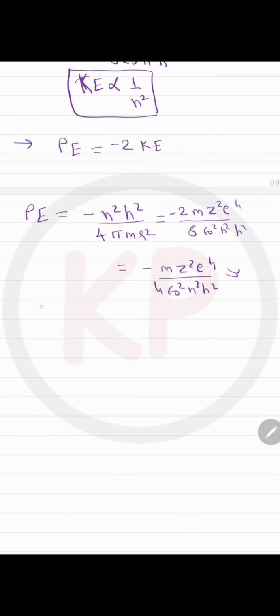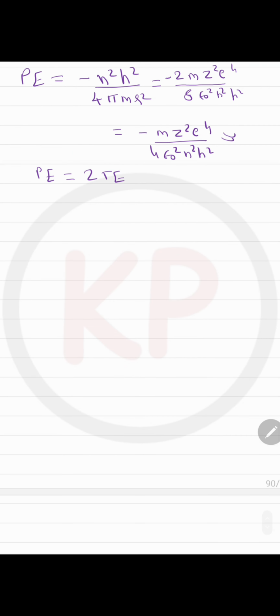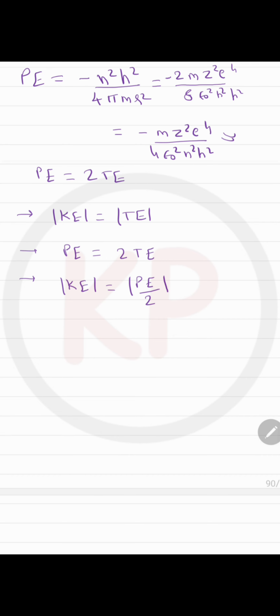So the relation is this: potential energy is twice the total energy. As the total energy is negative, potential energy obviously will be less than the total energy. So once again, the magnitude of kinetic energy is equal to the magnitude of total energy. Then potential energy is equal to 2 times total energy, and the magnitude of kinetic energy is equal to potential energy divided by 2, the magnitude of this thing.